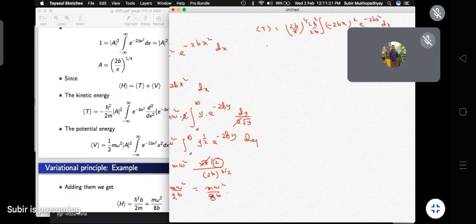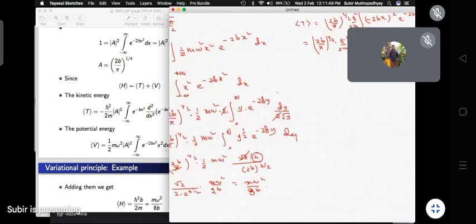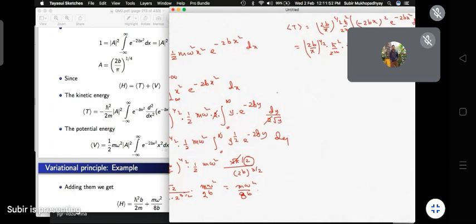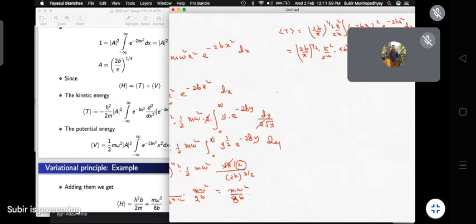I'm just trying to find out where I made a mistake. Now let's see. 2b by pi to the power half, h bar square by 2m. Here we get a 4b square. Then we have x square e to the power minus 2bx square dx. Same as this one. And we have seen how much we got from here: root pi by 2 by 2b to the power 3 by 2.